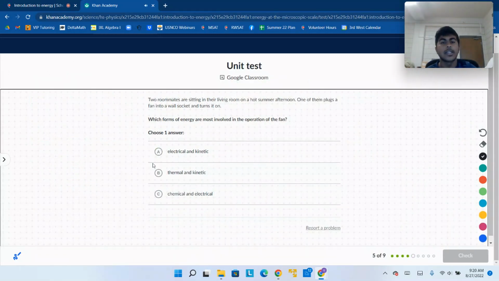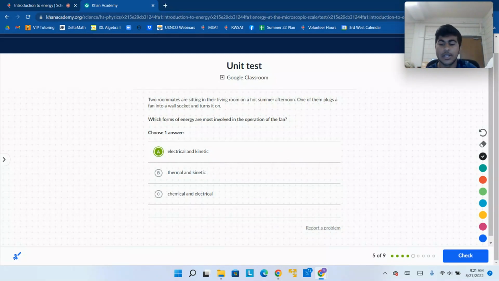2 roommates are sitting in their living room on a hot summer afternoon. One of them plugs a fan into a wall socket and turns it on. Which forms of energy are most involved in the operation of the fan? Well, you're getting electrical energy to the fan, and then the fan is turning, using that as kinetic energy. So it's going to be electrical and kinetic energy.